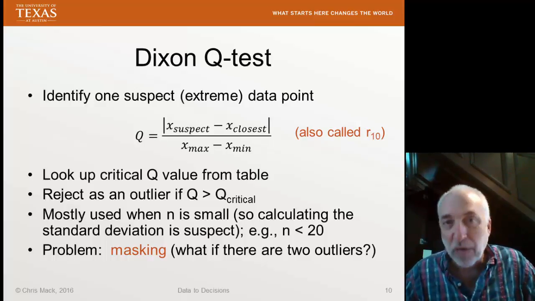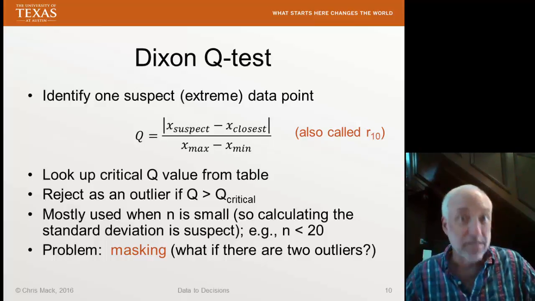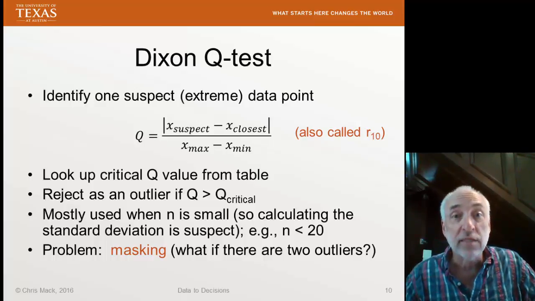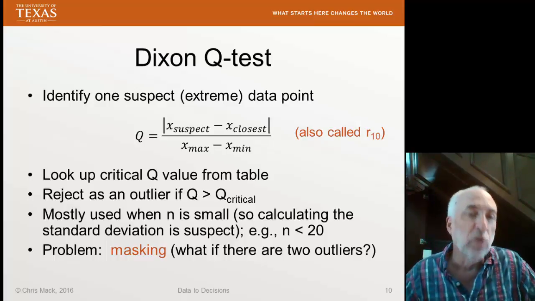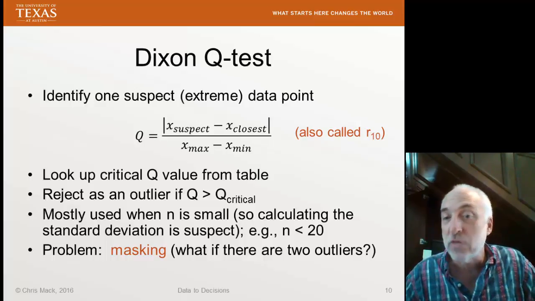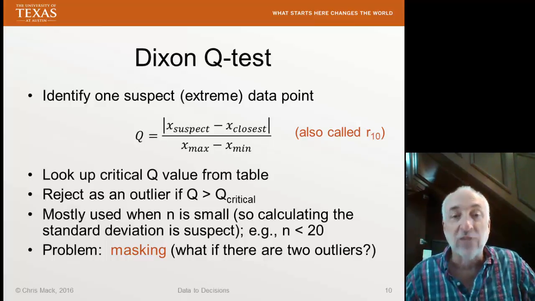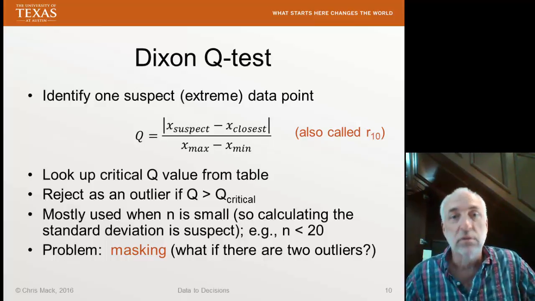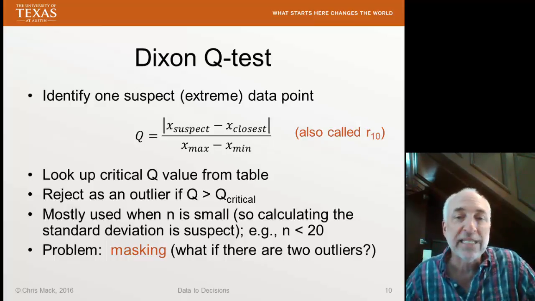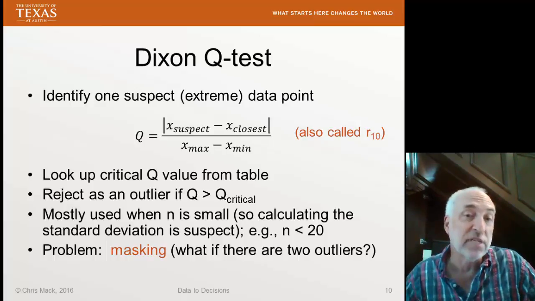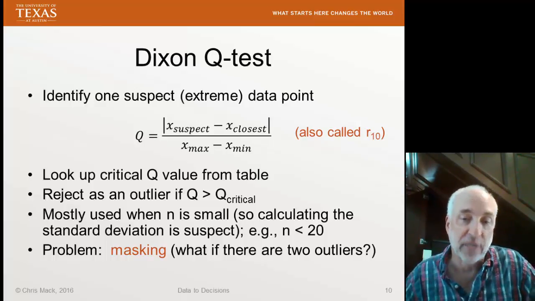Dickson Q test is not very popular when we have a large number of data points. There are better tests to use. We're going to talk about some of those better tests later. But the Dickson Q test is useful with a small number of data points. Most of our other tests are going to involve calculating a standard deviation of the data. And when you only have a few data points, that standard deviation has a lot of uncertainty to it. The Dickson Q test doesn't involve calculating a standard deviation, so it tends to work a little bit better with really small data sets. It does have a very serious problem, and that problem is masking.